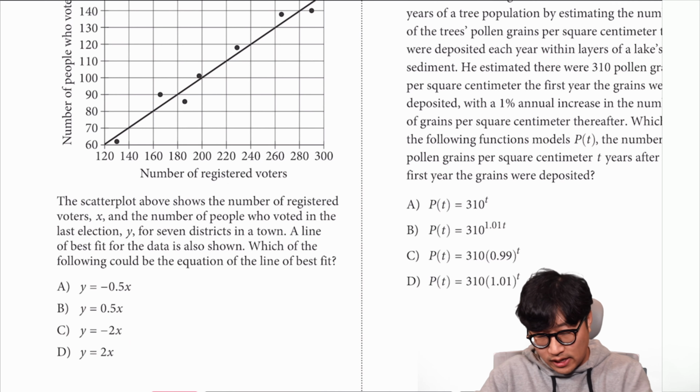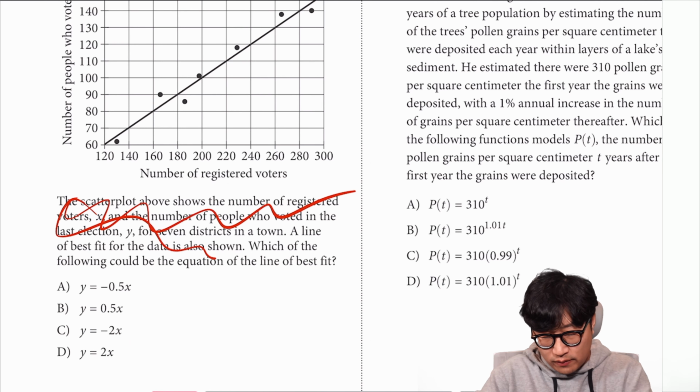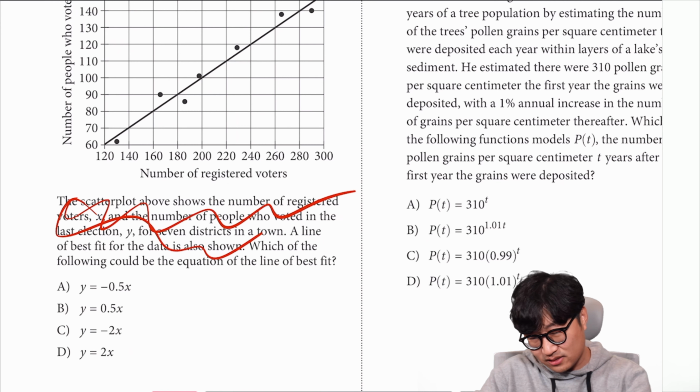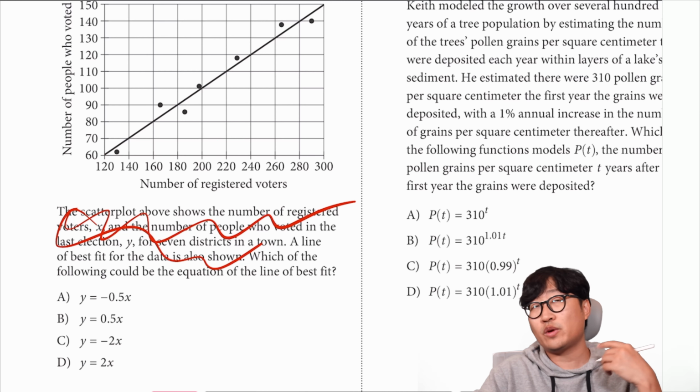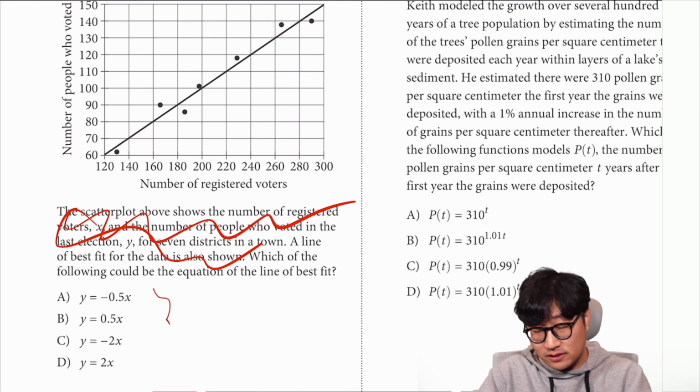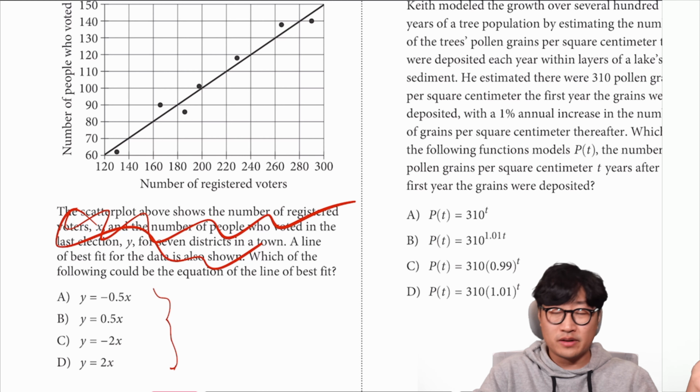Number 24, scatter plot, whatever. A line, whatever. Which of the following could be the equation? Yeah, so first of all, is that the y-intercept? Oh, no, because that x is 120. It's not the y-intercept, right? Y-intercept is when x is 0. But it doesn't matter, because if you look at the answer choices, nobody is carrying that y-intercept.